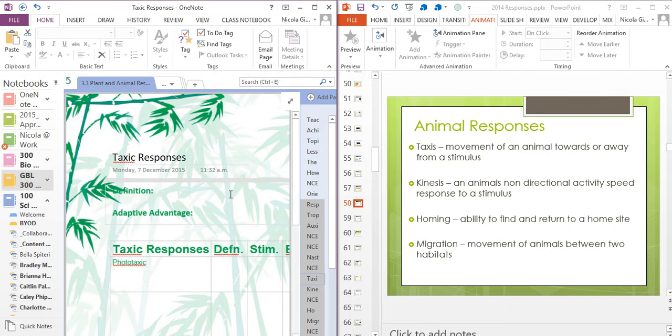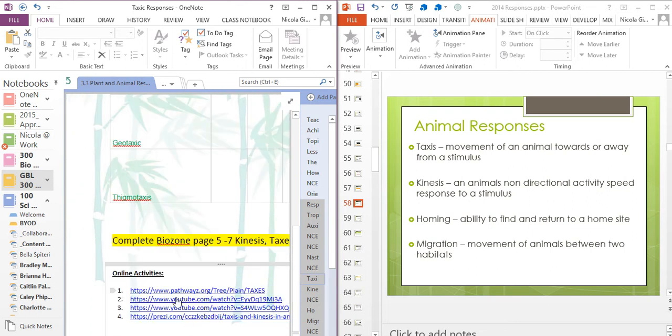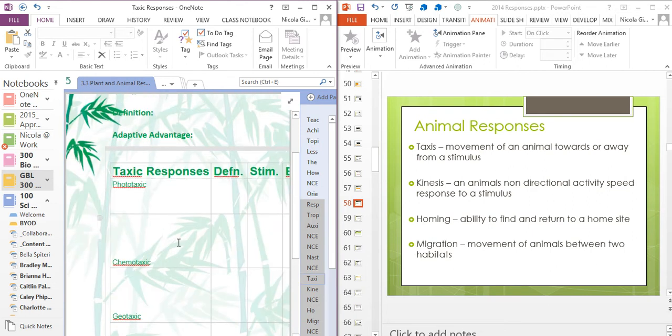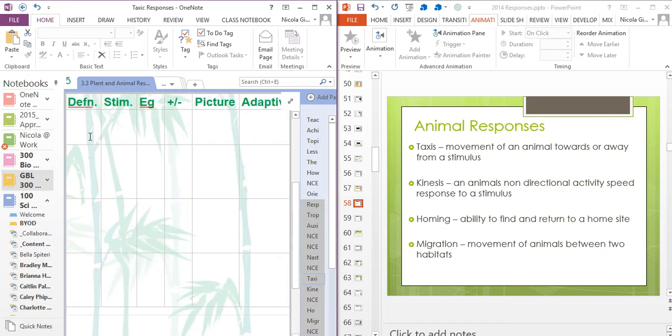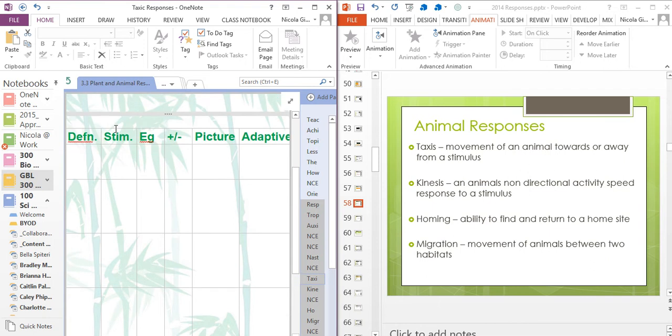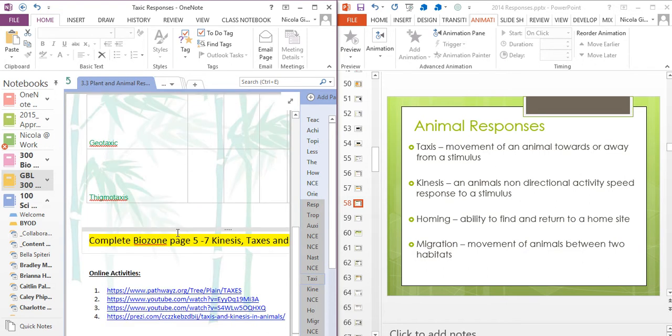So what you need to do now is go through here and complete these online activities, and then look up and find an example of phototaxic, chemotaxic, geotaxic, and you need to put a definition in, what the stimulus is, an example, whether it's positive or negative, so is it moving towards or away from, find a picture, and then say what the adaptive advantage is. So what are they getting out of that response? It takes energy to respond, so why are they doing it?